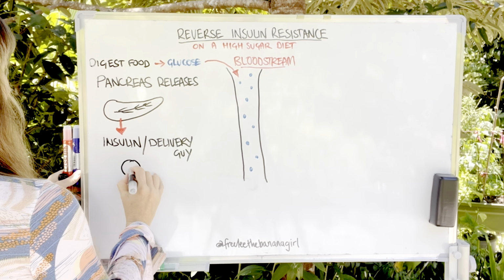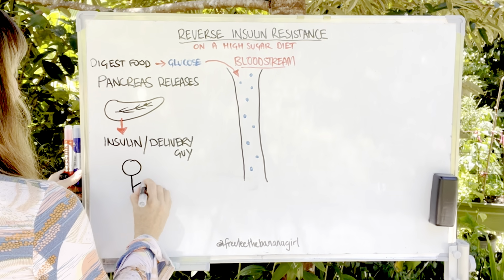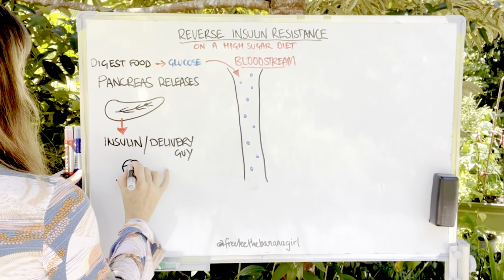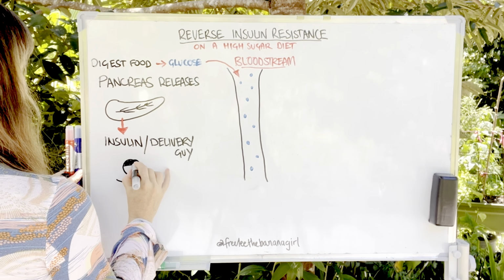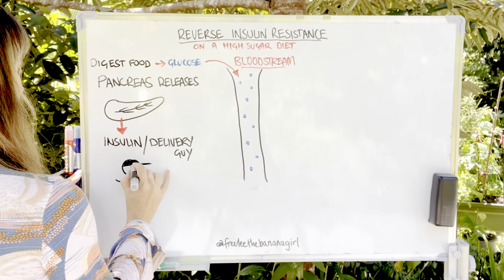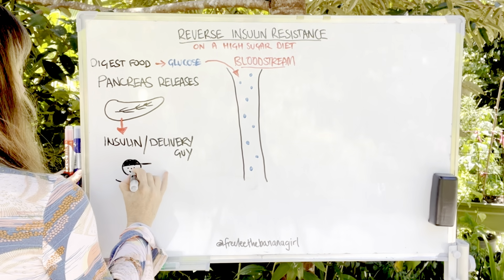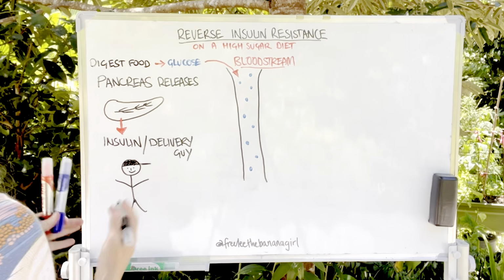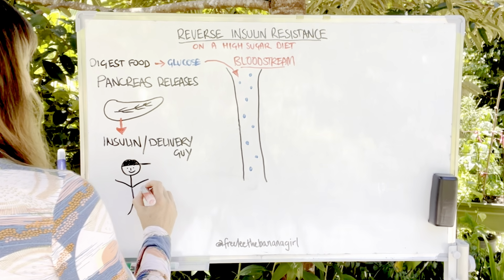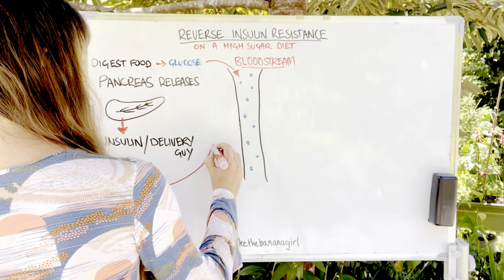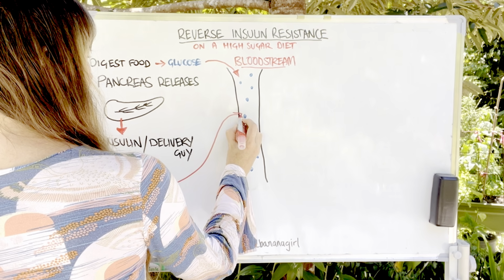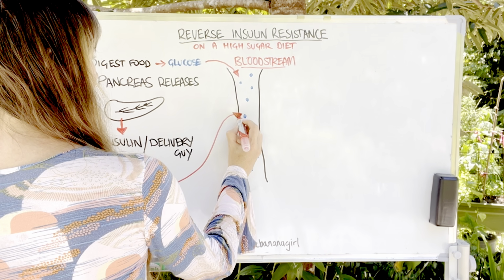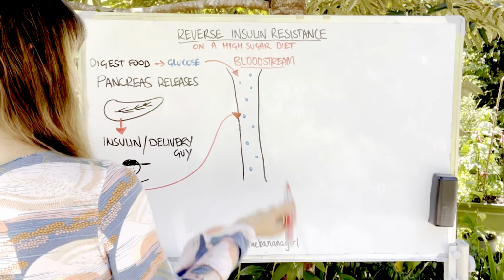And let's just draw the delivery guy, shall we? It's going to be a very basic stick man, and he's got a cap on. All right, he is happy. He is going to deliver the sugar. That is what's meant to happen. So the delivery guy gets a notification that food has arrived in the bloodstream, sugar. So now he has to do his job, collect that food, collect that sugar, and deliver it to the cell.